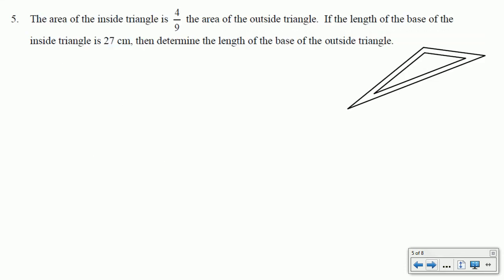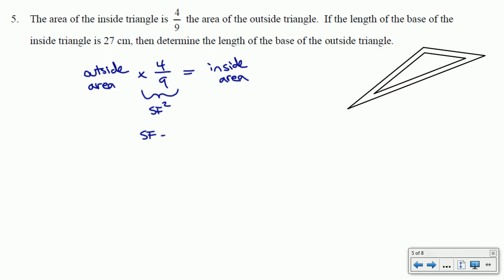In number 5, the area of the inside triangle is 4/9 the area of the outside triangle. If the length of the base of the inside triangle is 27 centimeters, then determine the length of the base of the outside triangle. So in order to get from the outside area to the inside area, we need to multiply by 4/9. And if we're scaling the area, this amounts to the scale factor squared. So the scale factor would be given by that square rooted. So if we square root 4 over 9, that gives us 2/3.